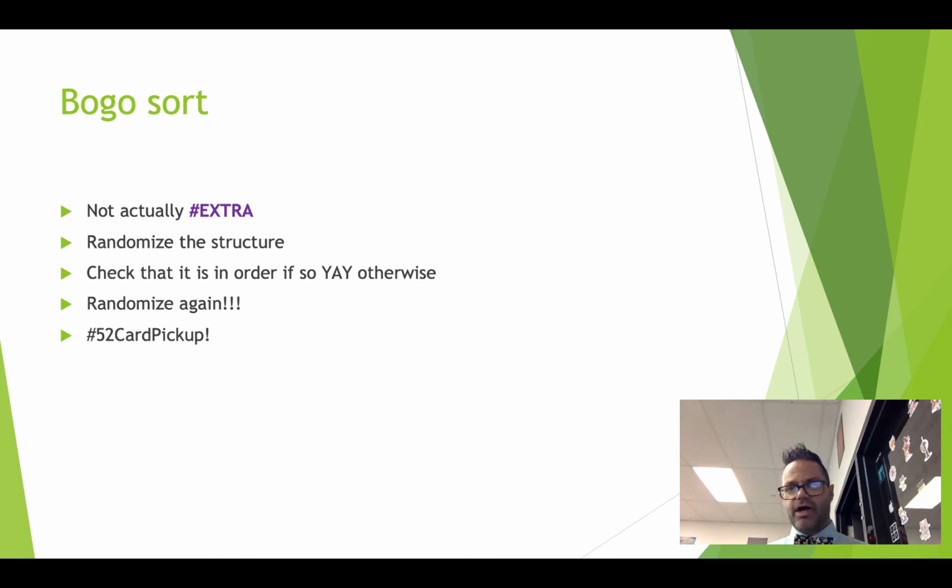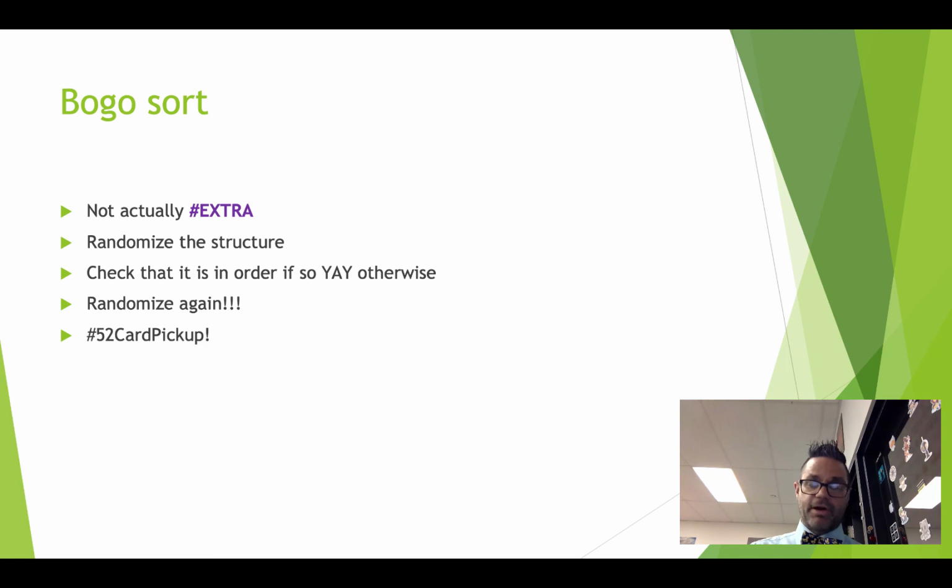Now, I also have the amazing hashtag extra Bogo sort. Now, it really isn't that hashtag extra. We have our structure, and what we're going to do is randomize the structure, aka shuffle. Are we in order? No? Okay, we'll shuffle again. Are we in order? No? Guess what we do? Yes, that's right, we shuffle again. Are we in order? Nope. Okay, so we shuffle again. This is the most inefficient way of sorting information almost on the planet, but we can actually make this a little bit even worse by doing some other special things.